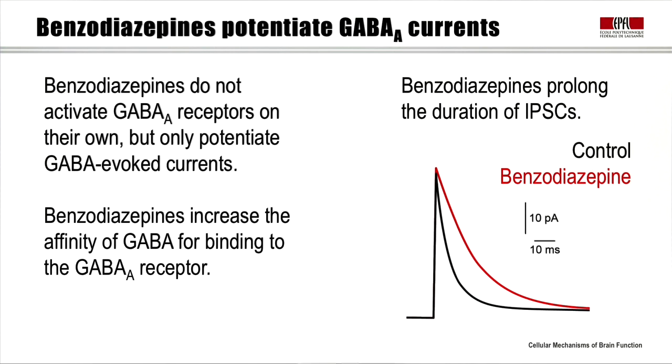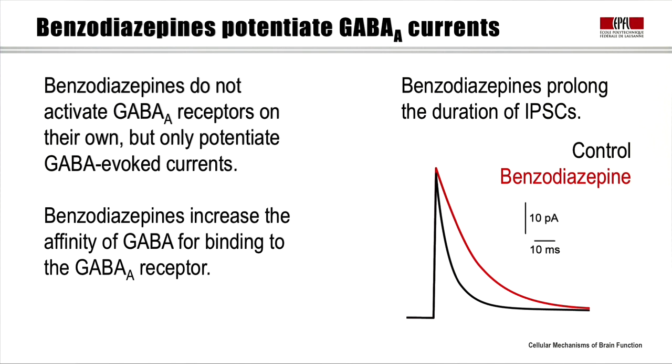And so benzodiazepines have an interesting action. They don't in themselves cause inhibition, but they only potentiate the effect of GABA when it's normally released in the brain. And so they only act when the GABA is being released at the right time and the right place in the brain.